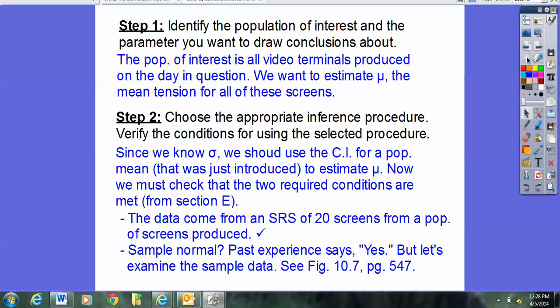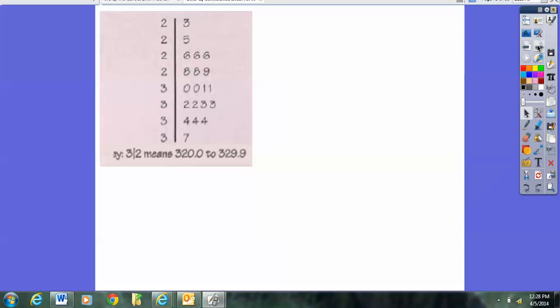We're going to make a stem plot. You can make a stem plot or whatever kind of graph, a histogram. Stem plots are usually the easiest, you guys. Now in this stem plot, for example, this 32 right here means 320 to 329. So here's all the 20 screens right here. This 23 is 230 to 239. So that's all the screens on that one right there.